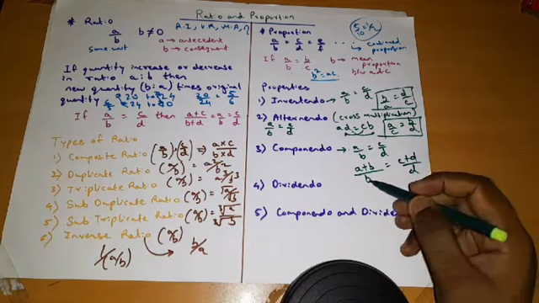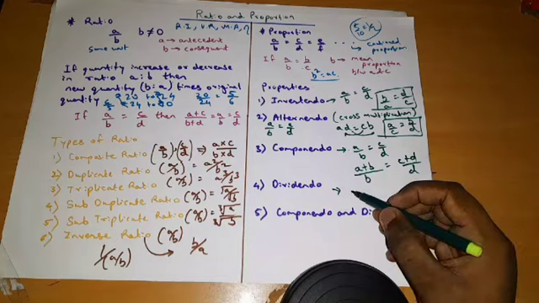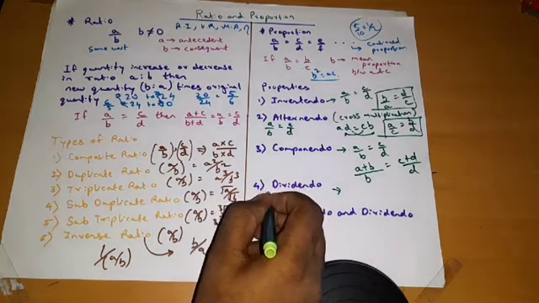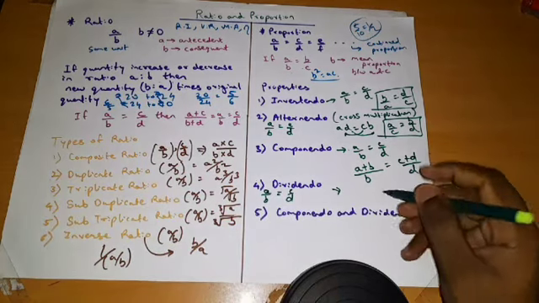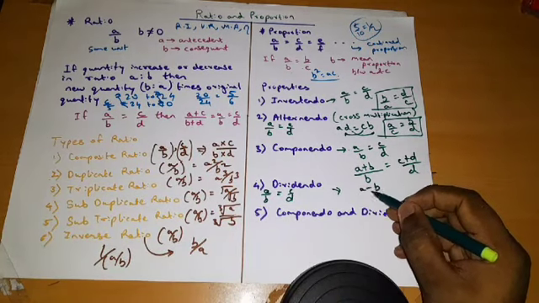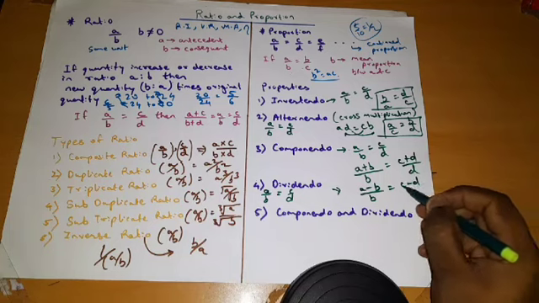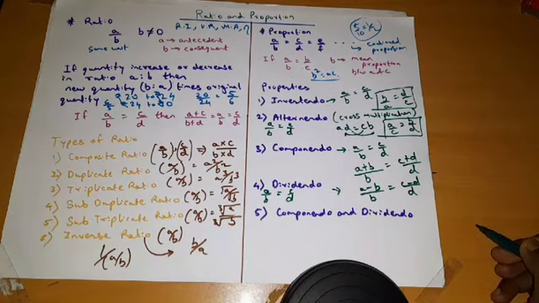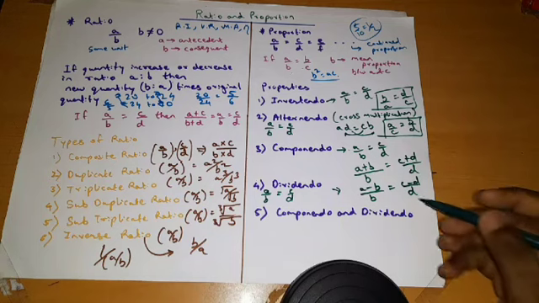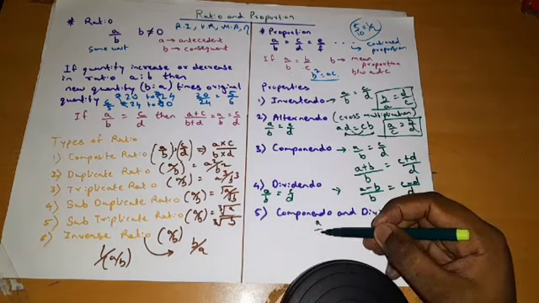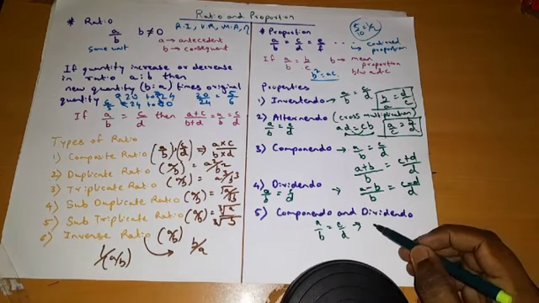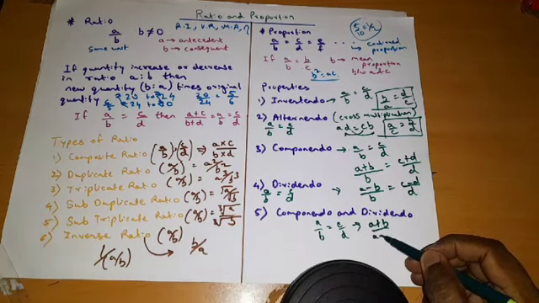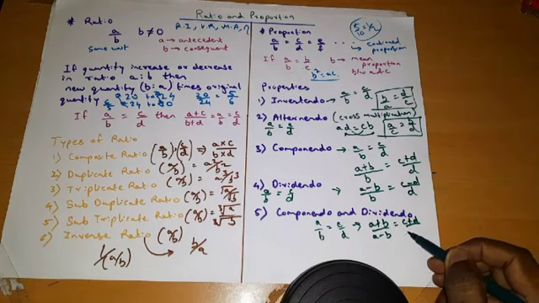Now dividendo is totally opposite. If A upon B is equal to C upon D, two ratios in proportion, then if we apply dividendo, meaning subtraction, A minus B upon B is equal to C minus D upon D. Fifth is componendo and dividendo. If we apply both for ratios in proportion A upon B is equal to C upon D, then we get A plus B upon A minus B is equal to C plus D upon C minus D.